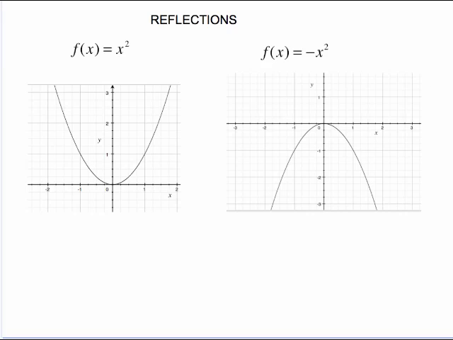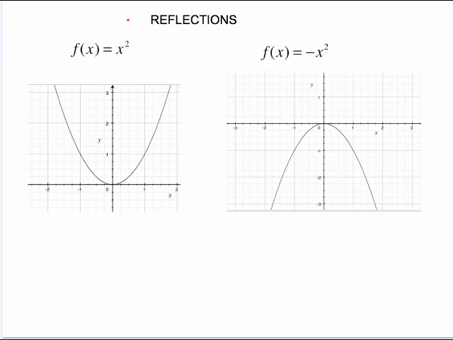The next type of transformation we're going to look at is what's called a reflection. If you typed into your calculator y equals x squared, you would get this parabola. If you then typed in y equals negative x squared, you will get this parabola, which is upside down. So you should see that this negative is making the graph turn upside down.